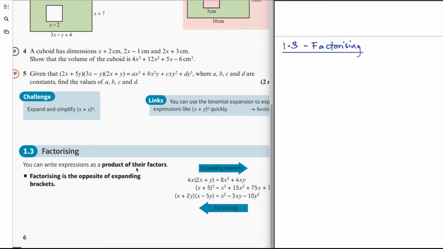You can write expressions as products of their factors. Factorizing is the opposite of expanding brackets. I don't like this definition of factorizing. It's always given as a definition, but factorizing is breaking things into their factors, right? Like 24 is 4 times 6, that's factorizing. You don't have to think of it as the opposite of expanding brackets. But I guess it is a good example.